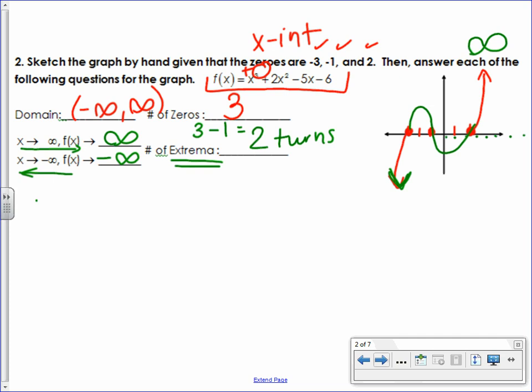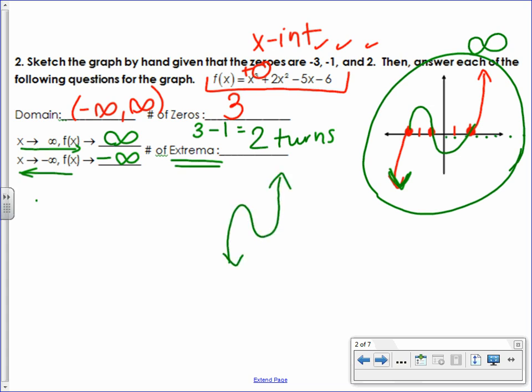Now again, your graph may not look exactly like this, but as long as you have that general shape, your arrows are pointing in the correct direction, you've got 2 turns, and it goes through these zeros, you're good. That's why it's called a sketch.